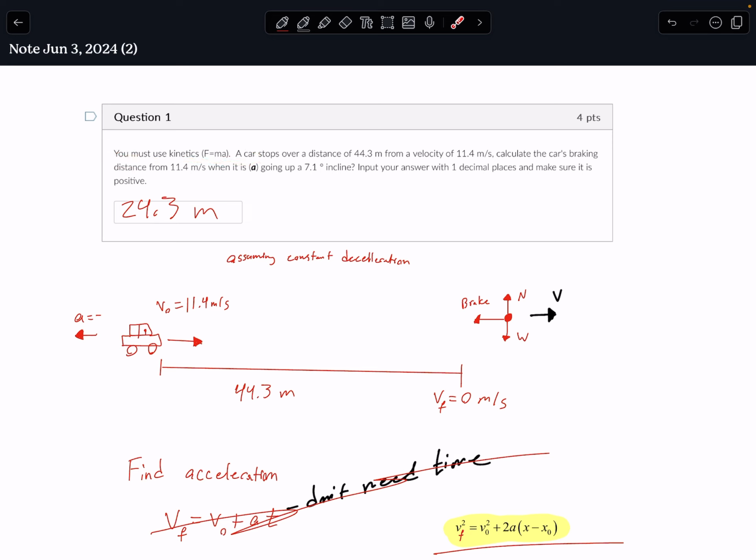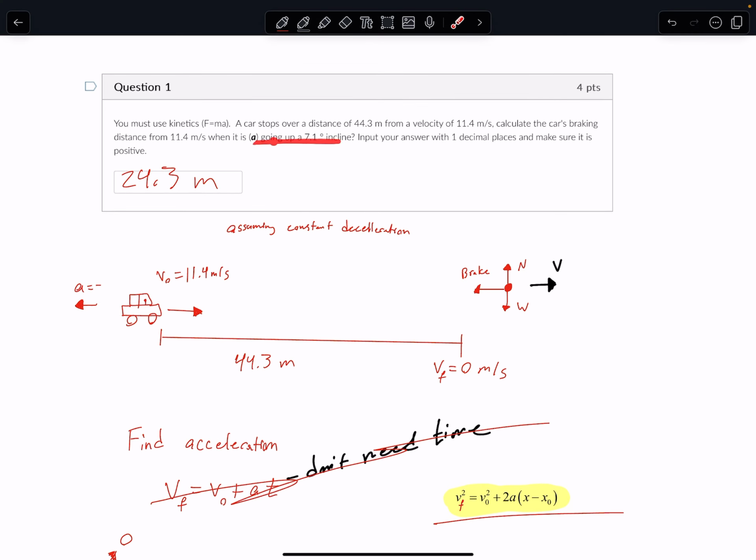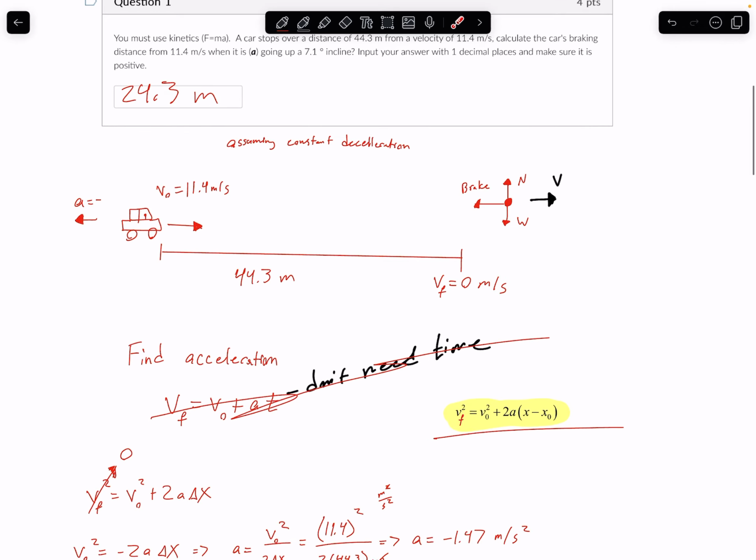We have a car that stops over a distance of 44.3 meters from an initial velocity of 11.4 meters per second. Our objective is to calculate how long it would take the car to brake when it is going up a 7.1 degree incline, to 1 decimal place of accuracy. So, first step, we don't even want to worry about that part yet. We want to focus on the acceleration from the initial given conditions, because it's on flat land.